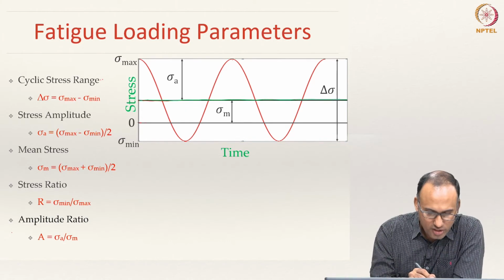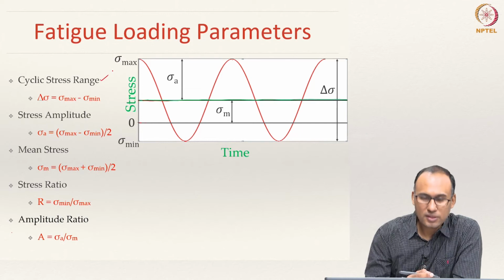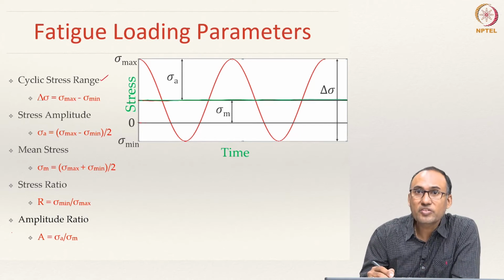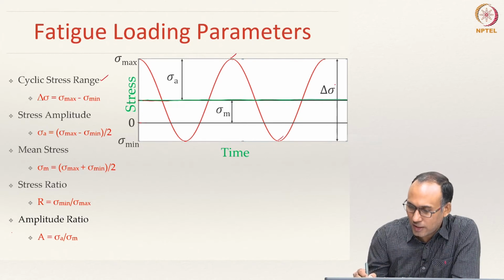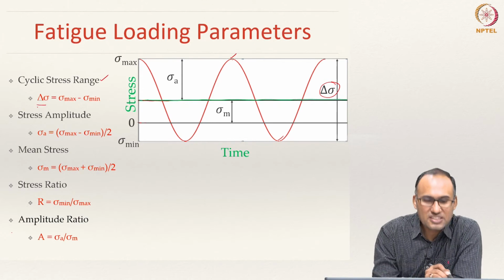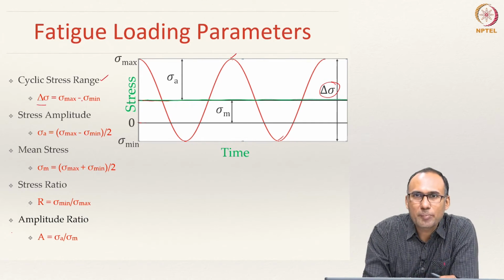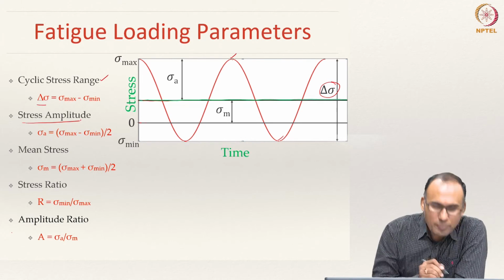The first one is called cyclic stress range. That is basically the difference between the maximum stress and minimum stress. That is actually the distance between the peak and the valley, and designated as delta sigma. And this is what we call cyclic stress range, that is sigma max minus sigma min, the maximum stress minus minimum stress. Then a very important quantity called stress amplitude.